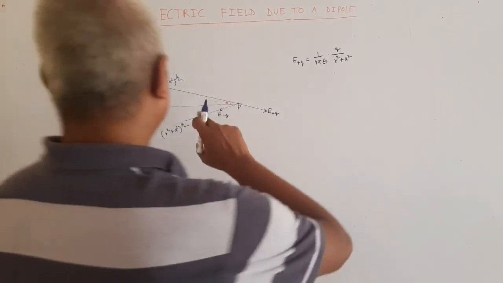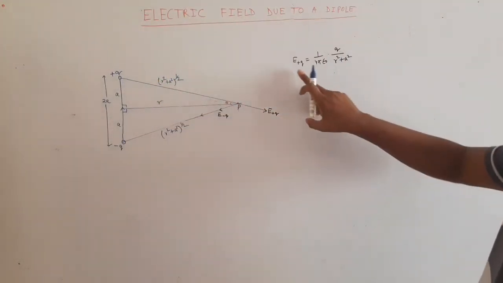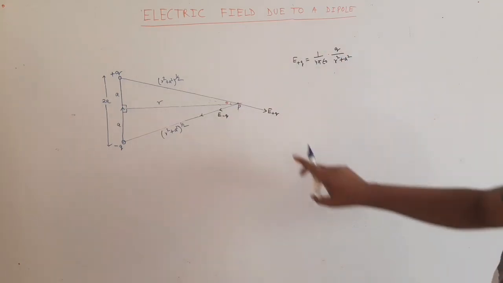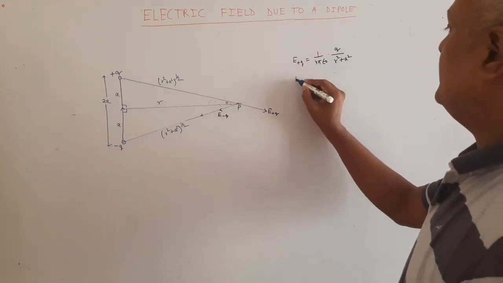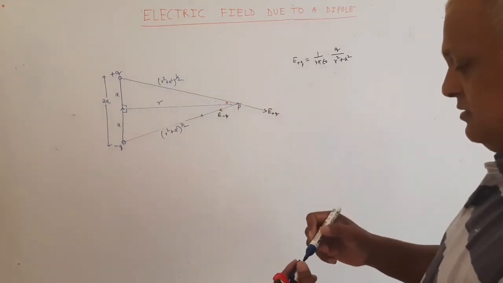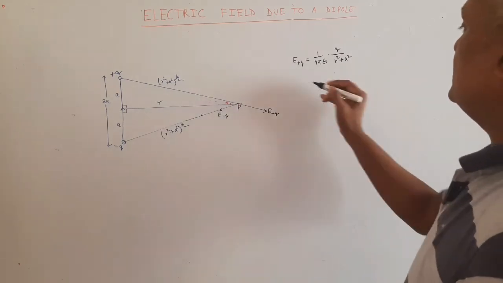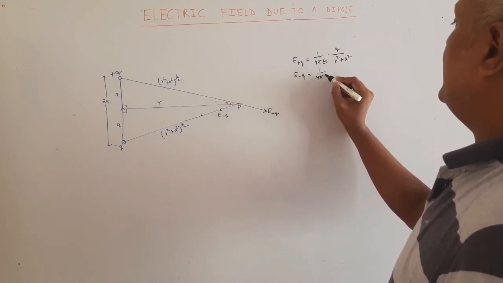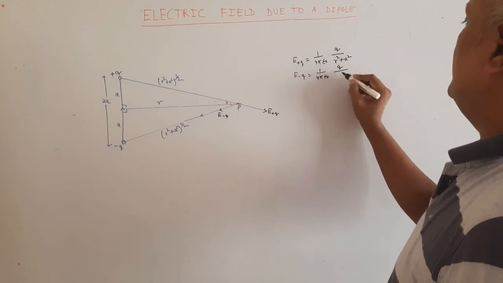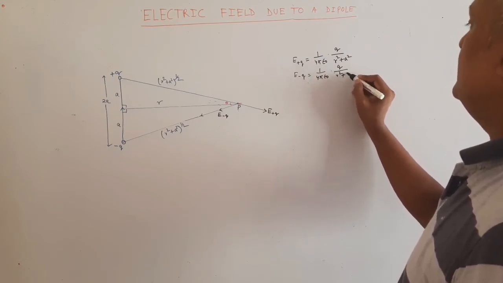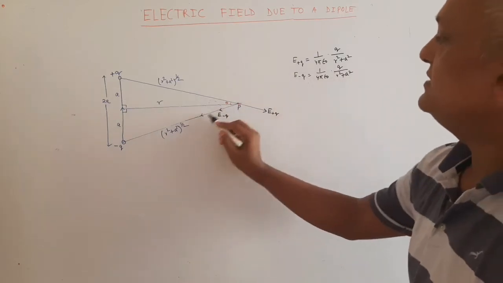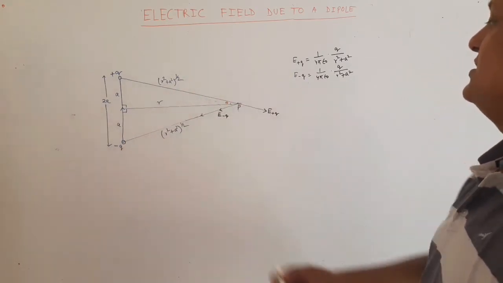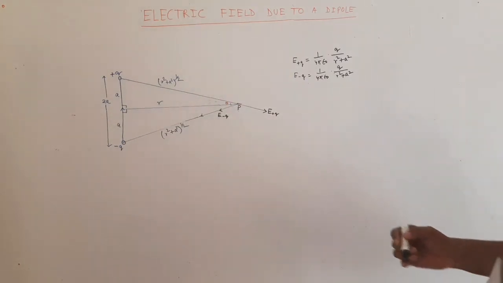So the electric field at P due to this positive Q is plus Q, 1 upon 4 pi epsilon naught, Q upon R square plus A square, and this is the direction of that one. Same way, the electric field due to minus Q is 1 over 4 pi epsilon naught, Q over R square plus A square, and this will be in this direction because this is a unit positive charge and this charge will be attracted by this negative in that direction. Now we have to find the vector sum of these two forces.